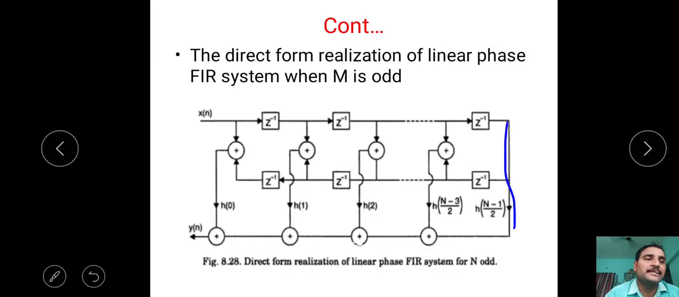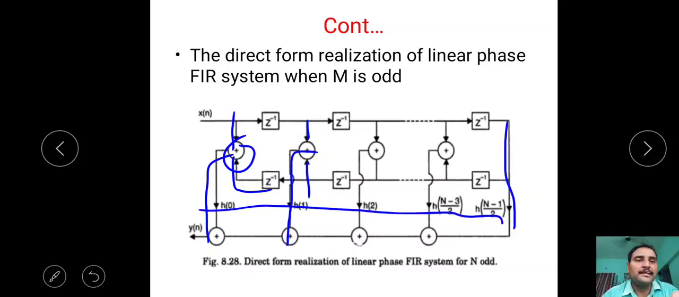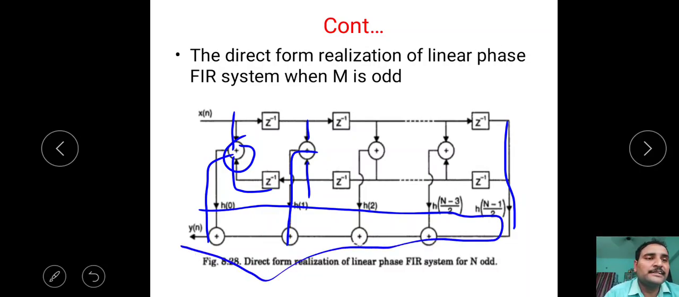That delay unit is the extra one for m is even. For m is odd, no delay element is there. Similarly, x of n minus k and x of n minus k minus 1 are added here and multiplied using h of 0 and h of 1. That way we multiply all these products and add them with summers to get the final y of n. It is the system when m is odd.